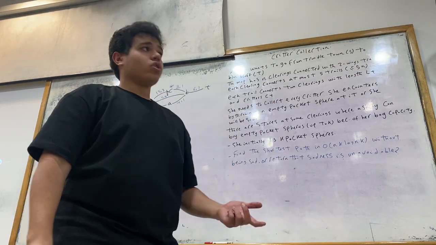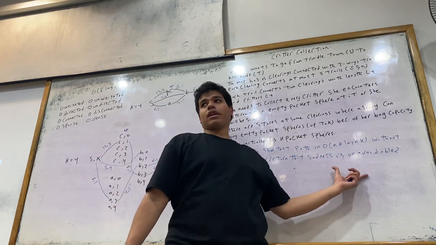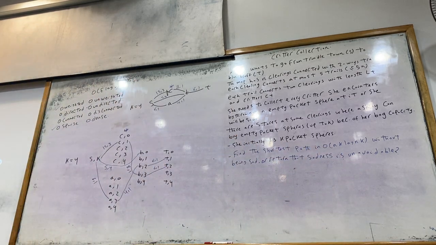Okay. How to know that sadness is unavoidable? Can you tell me? It's very easy. I can make it a bonus. Sadness unavoidable means that I will be sad in any way. How to know it from this graph?